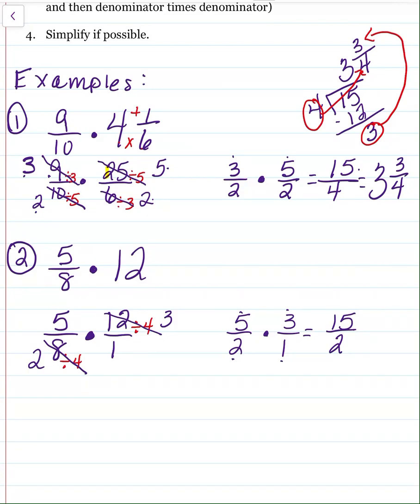All right, our last step is to look to see if we can simplify. So I notice that 15/2 is improper, so that means I need to divide it. Do NITO, so numerator in, denominator out. Remember, your remainder becomes your numerator, and your denominator stays the same. So our answer is 7 1/2.